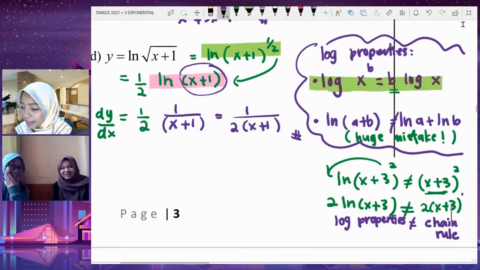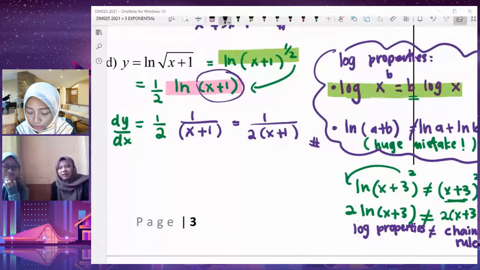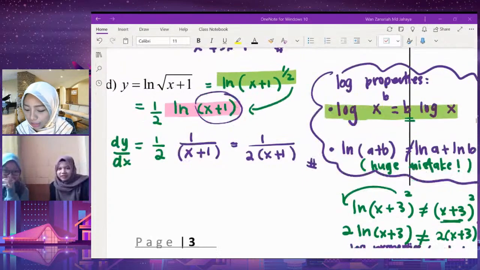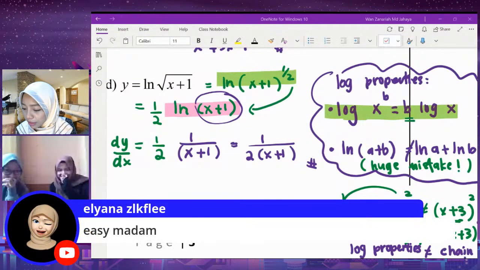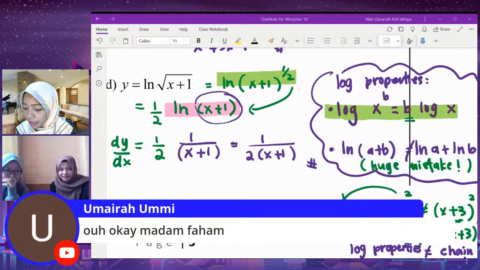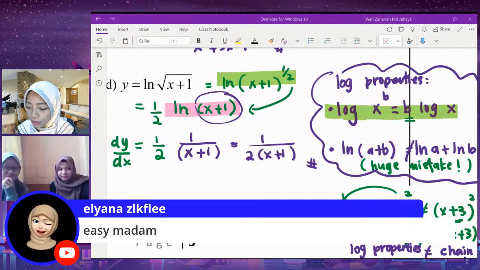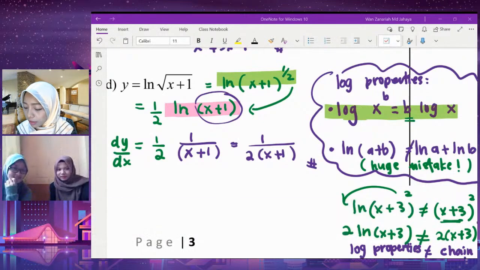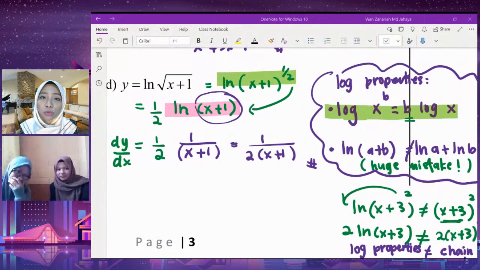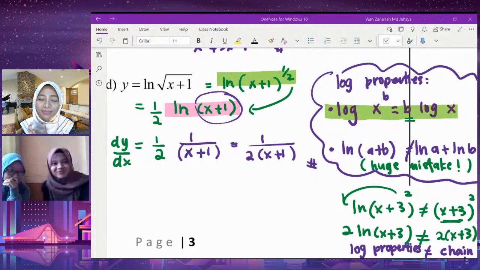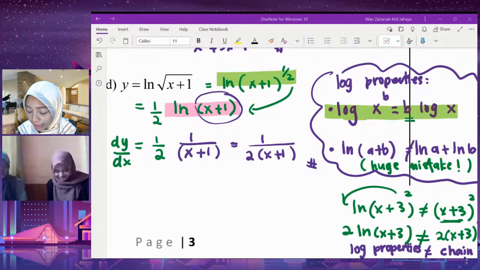Okay? Madam tengok yang lain. Orang lain faham tak? Okay, adakah madam menjawab soalan Umairah? Yes, Alhamdulillah. Okay, it's okay. It's good that you know what you don't understand. Faham tak, Adina? Okay, so far so good. Alhamdulillah. Okay, I'll continue, okay?